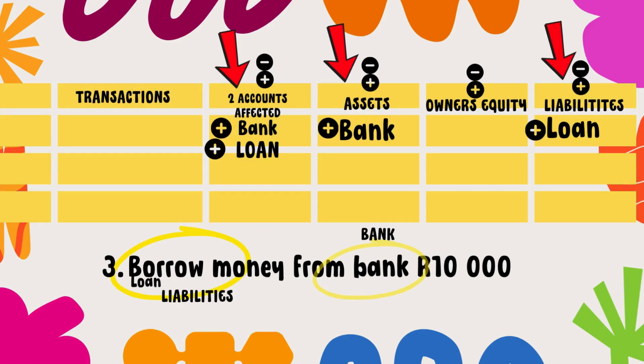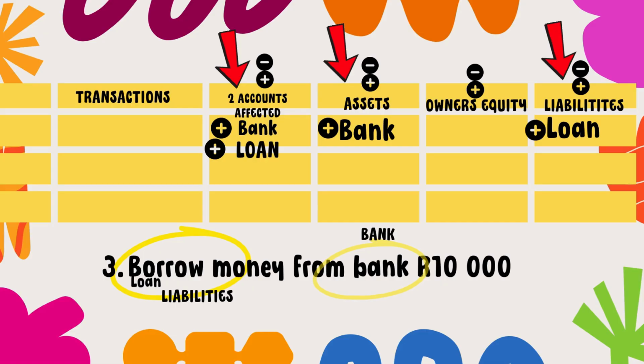Now we borrow money from the bank. What are the two accounts? Bank. We borrow money from the bank. So our bank account is going to be affected. And liabilities. The account is called loan. We don't have an account called liabilities. We have an account called loan. Now, when you borrow money from an institution, your loan is then going to increase. Your liabilities is increasing. So it is plus. What you owe has increased.